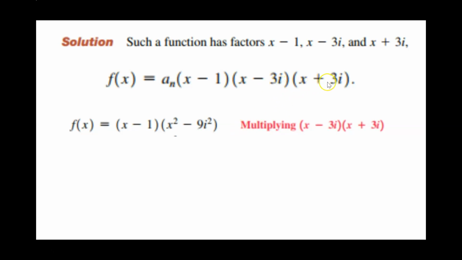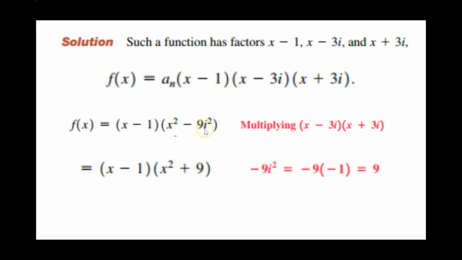So if you multiply these together, distribute x times x, and then negative 3i times 3i, and then negative 3i times x, and so forth. Just do your distribute, or FOIL, as it's called. You should get the answer to be x squared minus 9i squared, because the middle term actually goes away. You have a plus and a minus, and they subtract out.